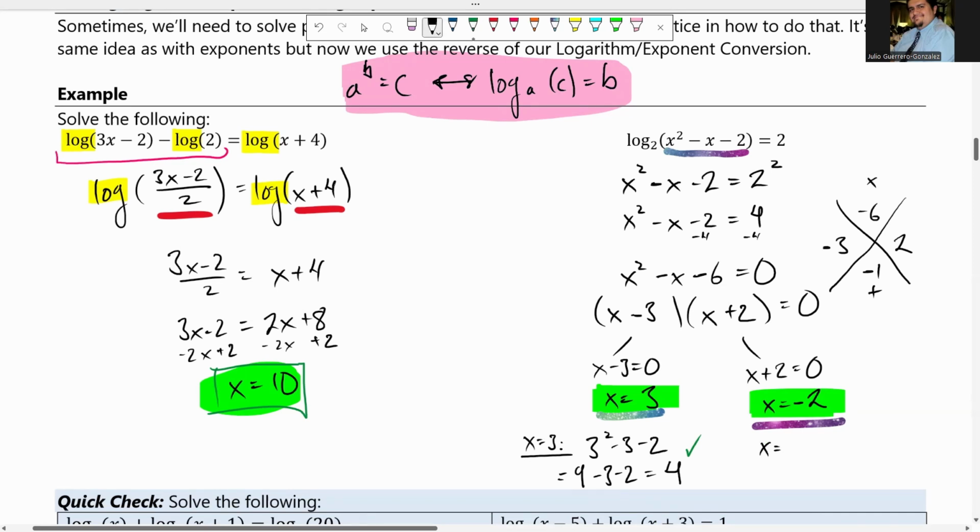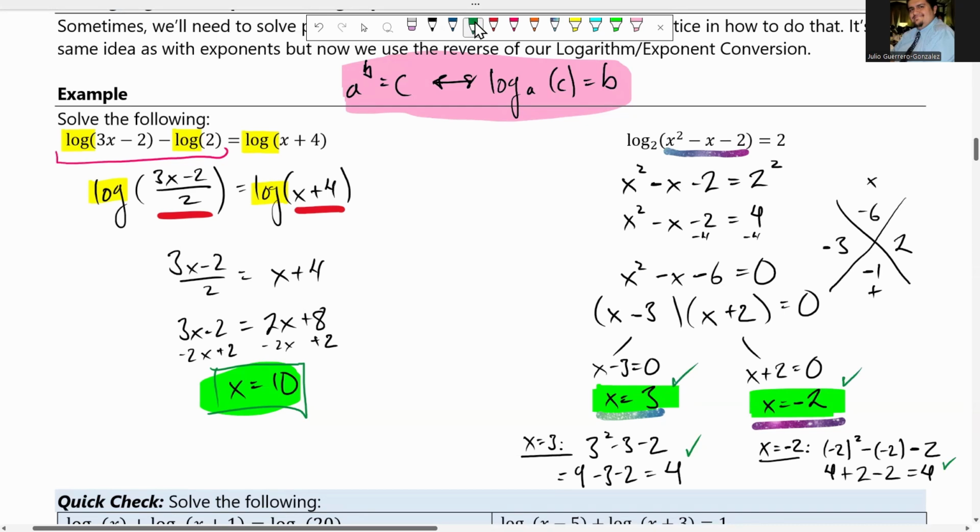Now, when x is equal to negative 2, let's double check and make sure that one works. Negative 2 squared minus negative 2 minus 2. Oh, sorry, minus 2. This is going to be 4 plus 2 minus 2. This is also 4. This is also okay. That means both of these answers are valid.